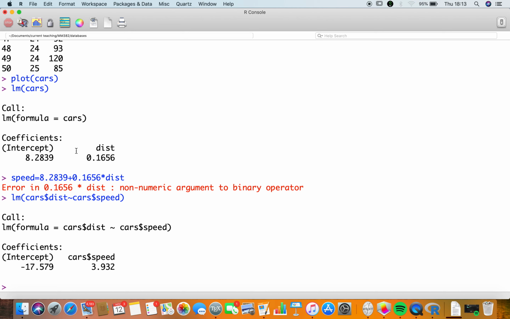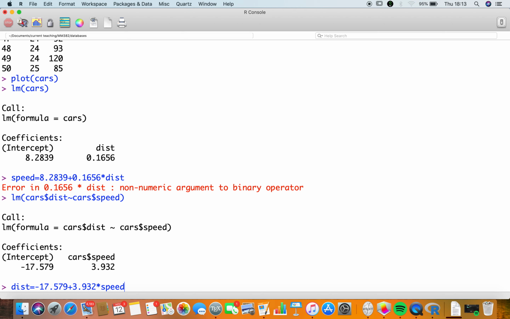Oh, I'm sorry, folks, I can't find that arrow. So you can either do the first one for speed in terms of dist, or you can do the second one here, which is dist equals minus 17.579 plus 3.932 star speed.